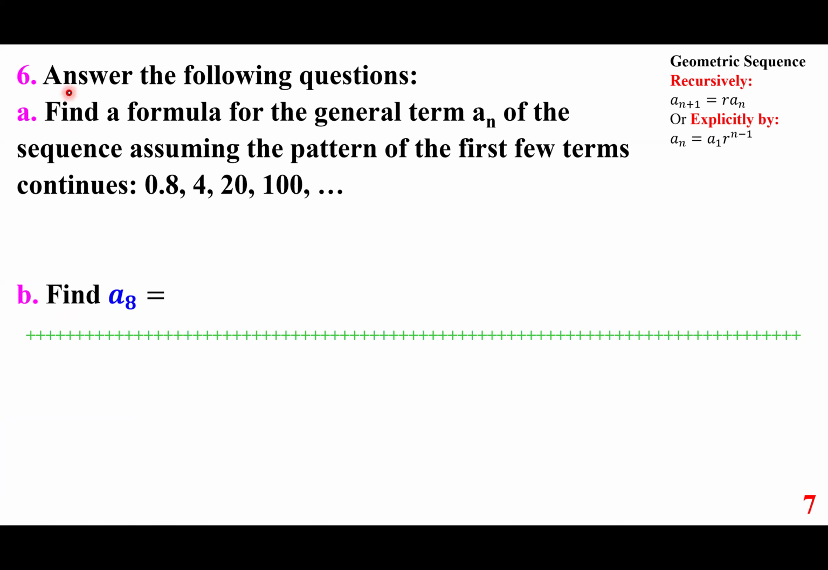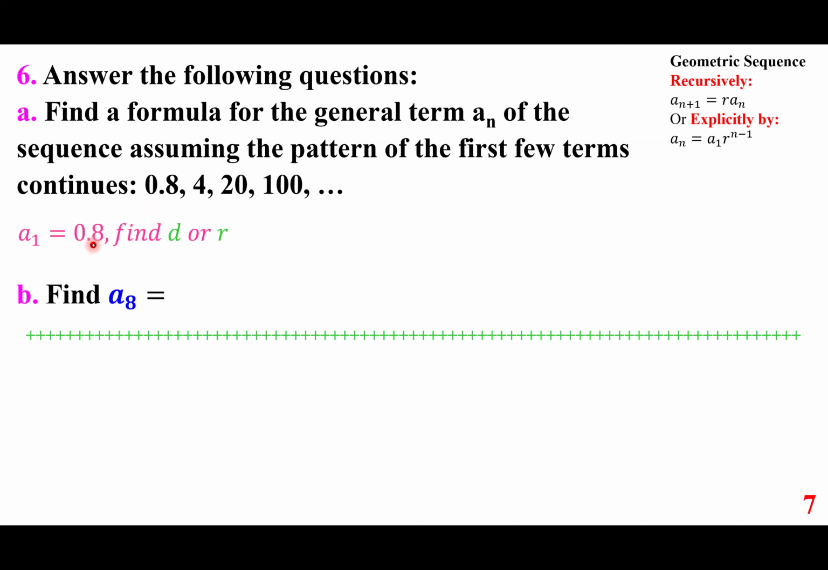Answer the following questions. Find a formula for the general term a sub n of the sequence, assuming the pattern of the first few terms continues: 0.8, 4, 20, 100, and so forth. So you have to recognize it as a type, okay? Obviously the first term is 0.8. Now, if it's one of those that we know, it's either arithmetic or geometric. That means we are looking for either d or r. So the first one is 0.8.